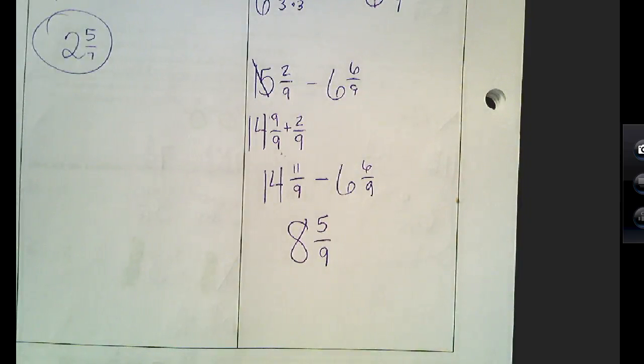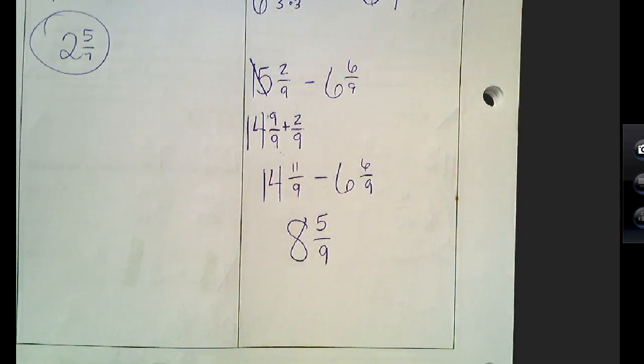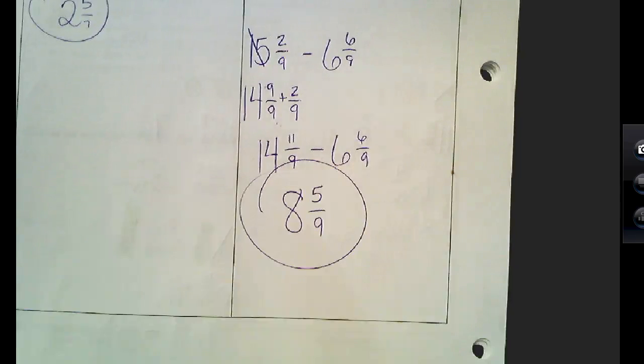Now who can raise their hand and tell me the last thing that we need to do to make sure that our answer is complete? What do we need to do to make sure that we have a final answer? So can we simplify this fraction? Is there a number that we can divide 5 and 9 by? I don't think so. We can do 5 divided by 5. Can you do 9 divided by 5? No. So this is our final answer.